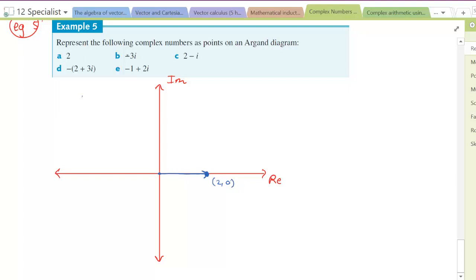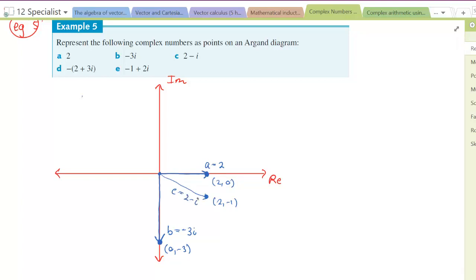Now we look at B, is negative 3i, which means we're just going in the imaginary direction. So it means we've got 0 in the real and negative 3 in the imaginary. So if we draw our line here, this one's A, which is equal to 2. This one's B, which is equal to negative 3i. Now C is 2 subtract i. So that means 2 in the real and negative 1 in the imaginary. So our point here will be 2 and negative 1. And there's our line, there's our C, is 2 subtract i.